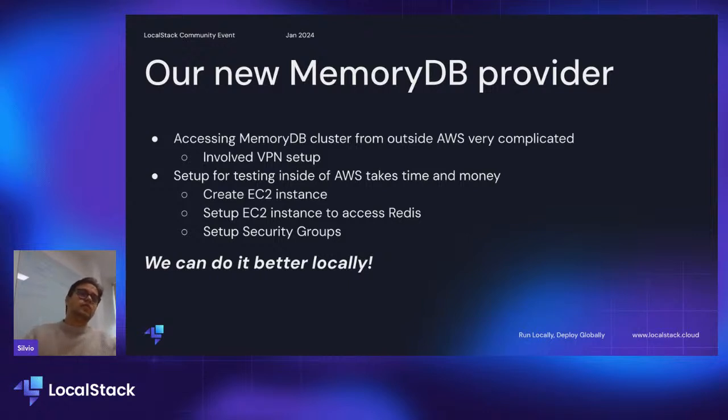First of all, if you create a MemoryDB cluster on AWS, you can't just easily access it from your local machine. If you want to do that, you have to do some very involved VPN setup. The other option is to launch an EC2 instance, then set up this EC2 instance to access the MemoryDB cluster. And then you also need to set up some security groups and so on. This is a bit complicated. So I can showcase the difference between working with AWS MemoryDB and the local one right now on my screen.